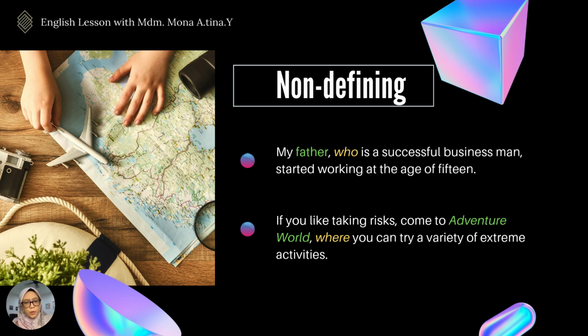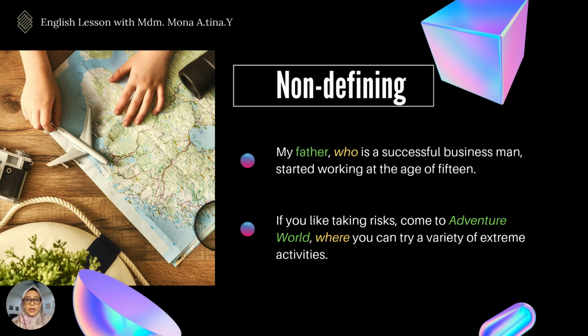Why are we supposed to go to Adventure World if we like taking risks? Okay, so this is the reason why. Okay, where you can try a variety of extreme activities. Okay, sebab you boleh cuba pelbagai aktiviti ekstrim di Adventure World. And then we use the word where. Why do we use where again? Because Adventure World is a place.